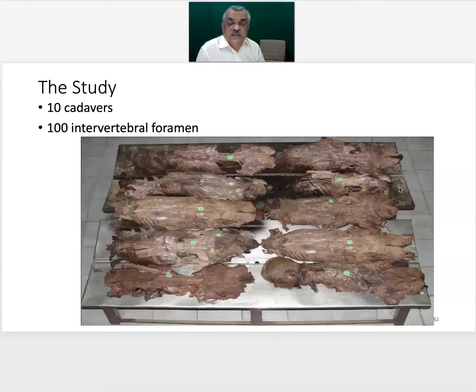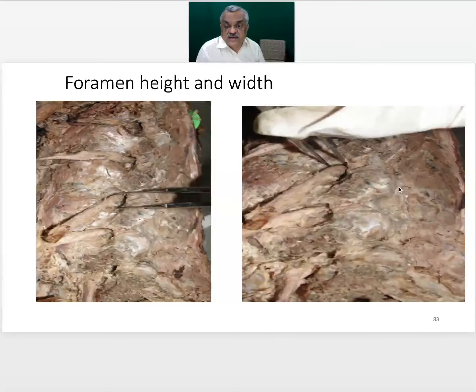The transverse width is at the level of the disc, the superior notch, and the vertical height is from pedicle to pedicle. And the study involves 10 cadavers where 100 foramina, 5 on either side, both sides, 10 cadavers, so a total of 100 foramina have been studied. The study of the foramina has been done in the form of measuring the height of the disc, as can be shown here, and the height of the foramen, and the width of the foramen as is shown here.